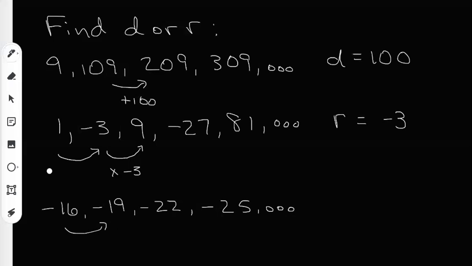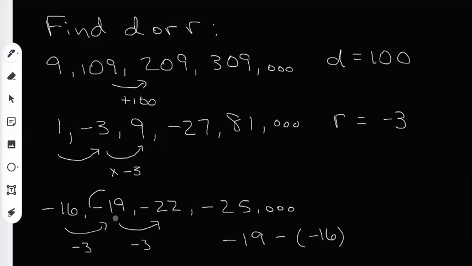So to get from -16 to -19, and to get from -19 to -22, what am I doing? What am I adding? I'm adding a -3, right? One of the ways we can figure this out is we can take any term and subtract the one that came before it.